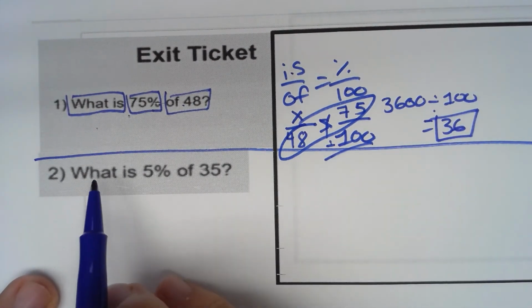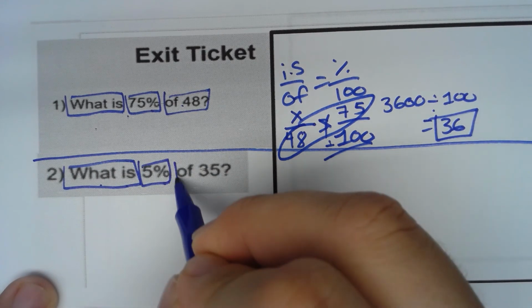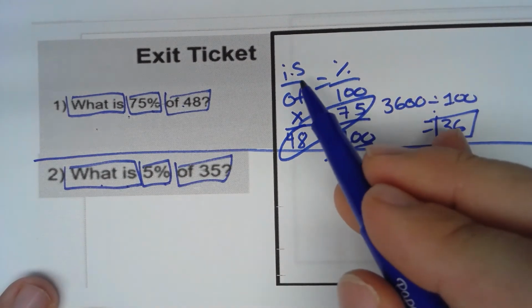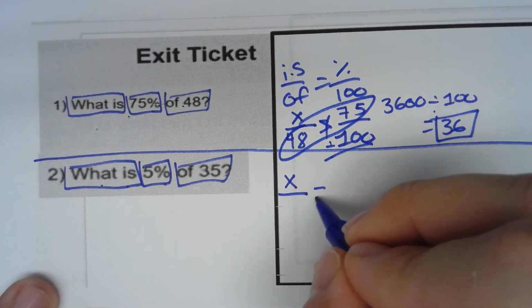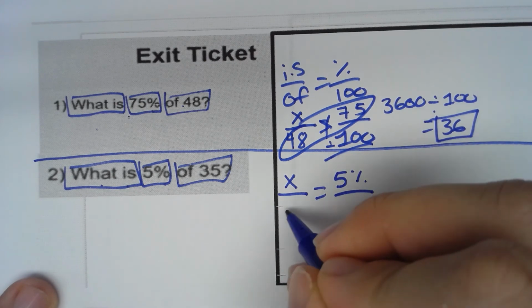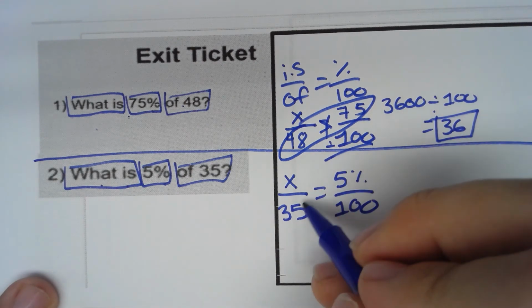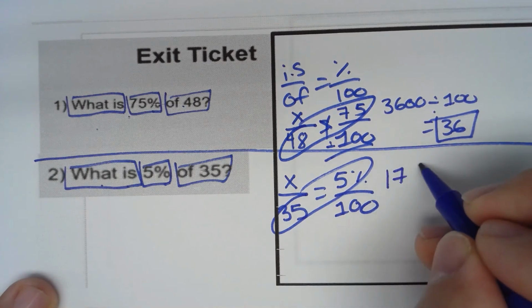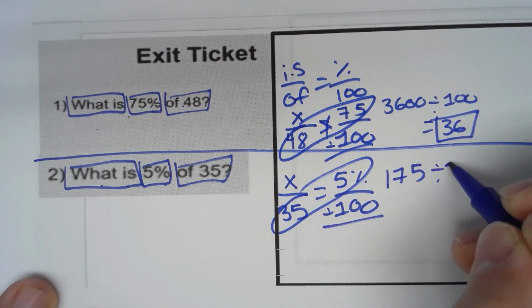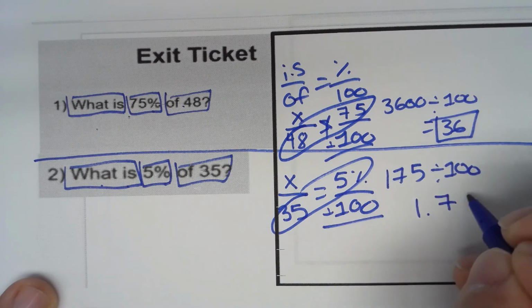Next one. What is 5% of 35? Just like here, I don't know what is, 5% of 35. I'm going to do the same thing. 35 times 5 is 175. And then I divide this by 100. And I will get 1.75.